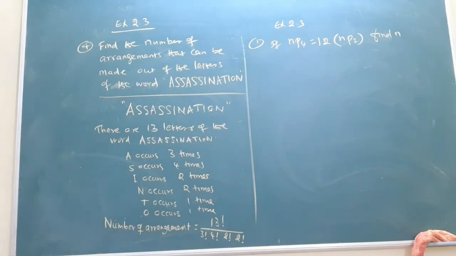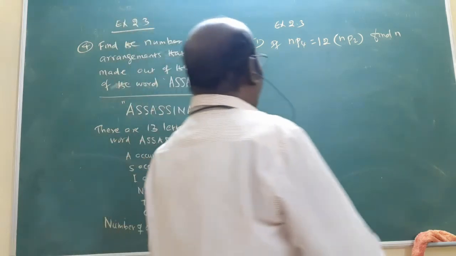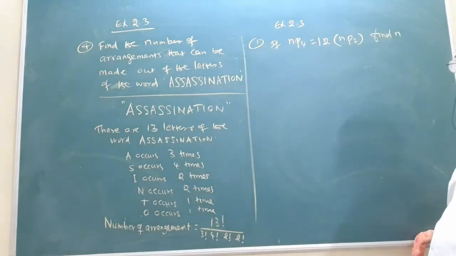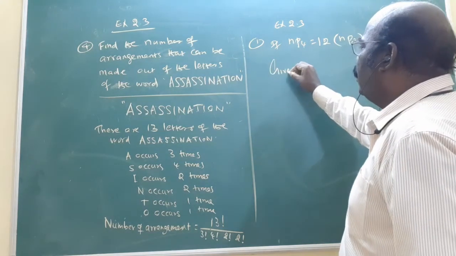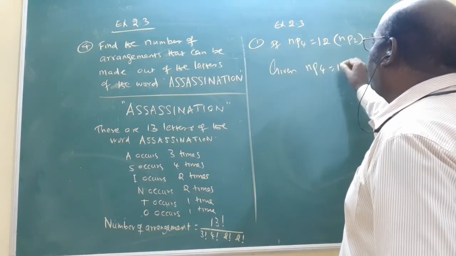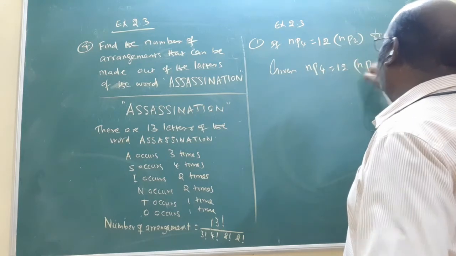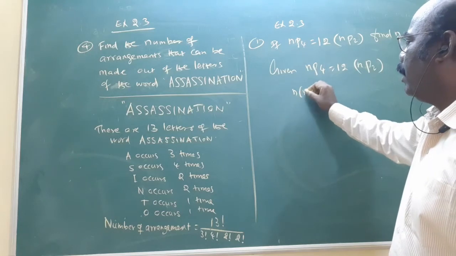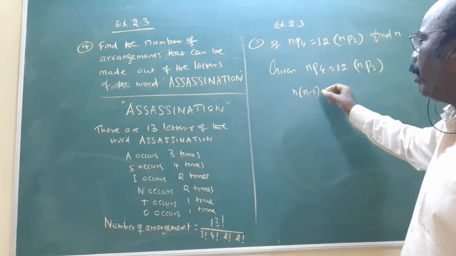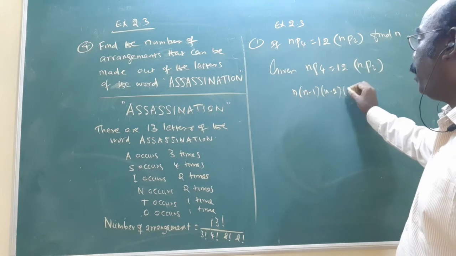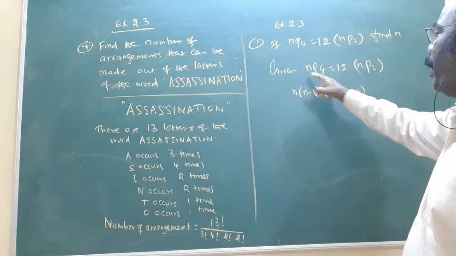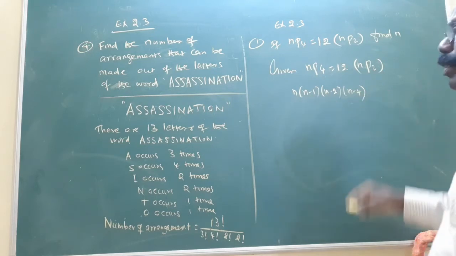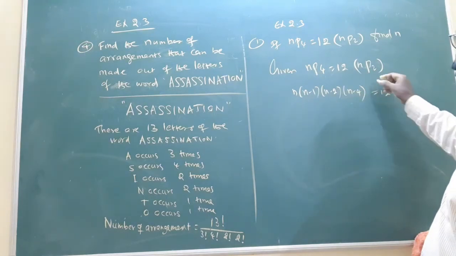Important question. Now, exercise 2.3. If nP4 equal to 12 into nP2, find the value of n. What is given? This is given. Now, what is the form of this one? Start with n, then n minus 1, 1 is reduced by 1. Again n minus 2, again n minus 3, and so on. But nP4 needs 4 numbers: 1, 2, 3, only 4 numbers. You want 4 numbers, equal to 12 into the same thing here.